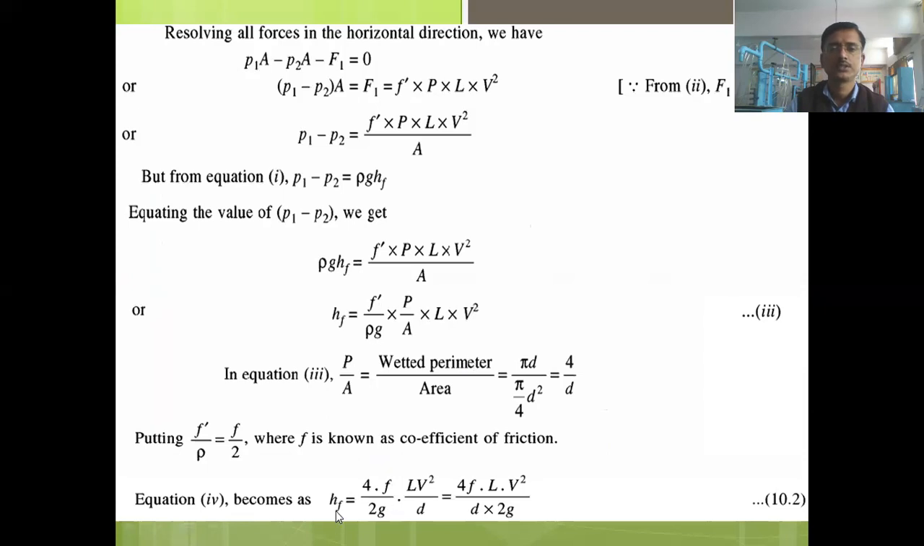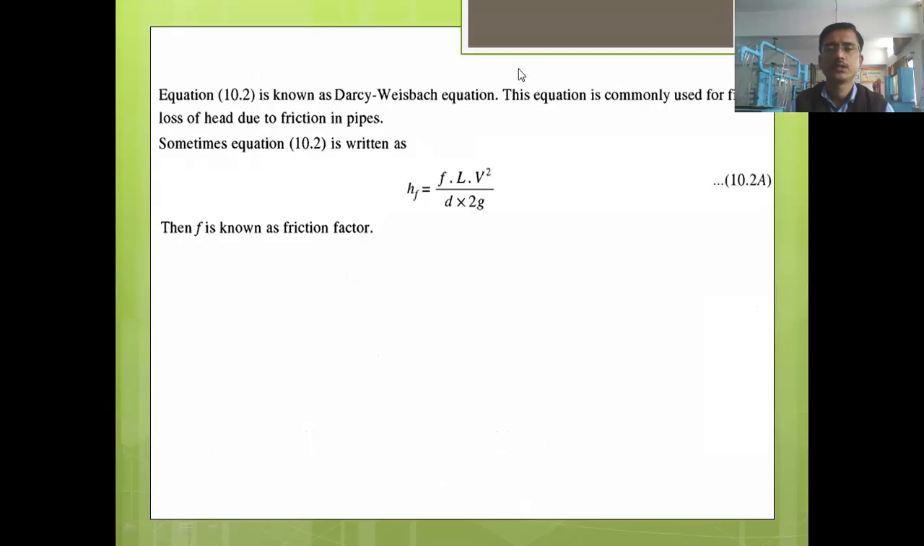In this equation, hf is the head loss due to friction, f is the coefficient of friction, L is the length of the pipe, V is the velocity of flow, D is the diameter of the pipe, and g is the acceleration due to gravity. And if you have been given the friction factor instead of the coefficient of friction, at that time you can use the formula hf is equal to fLV square upon 2gD. This formula can be used when the friction factor is given.